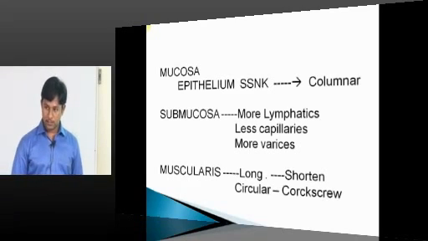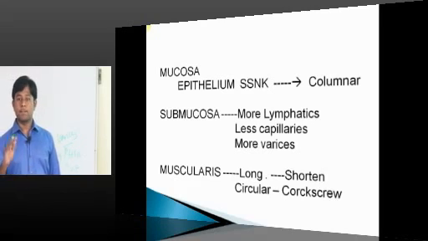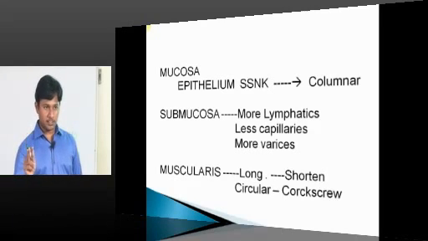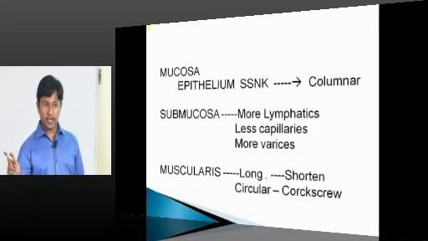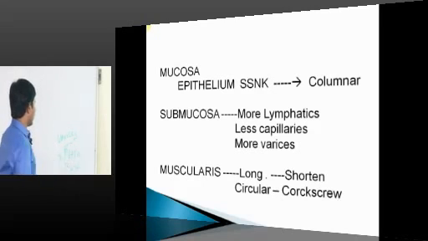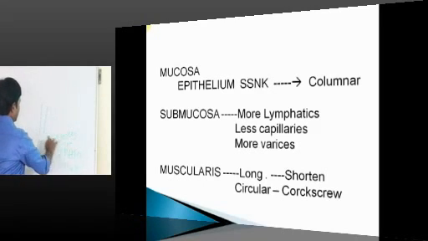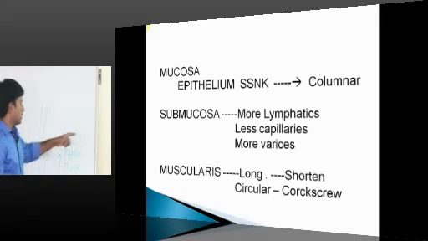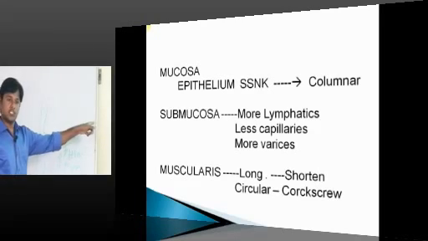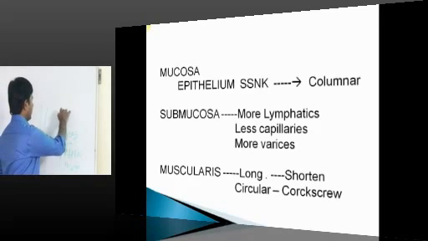Anastomosis between? Anastomosis between which veins causes esophageal varices? Gastric and? No, portal system. Now let's see the portal system. Okay. What is this vein? This is the portal vein. This vein is the splenic vein, right? The splenic vein will have an anastomosis with the left gastric vein.